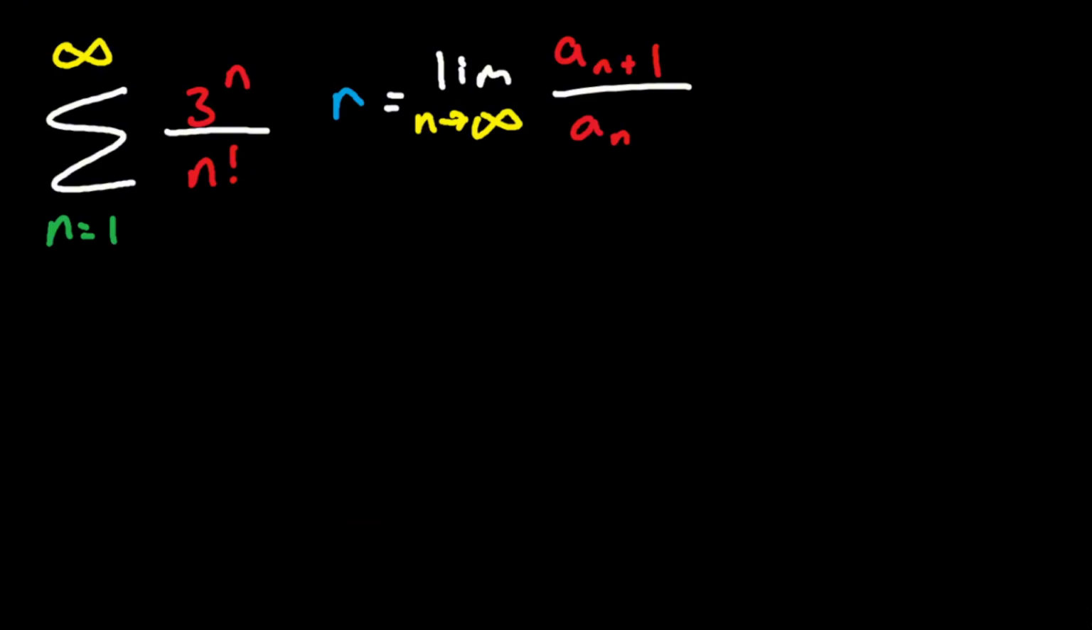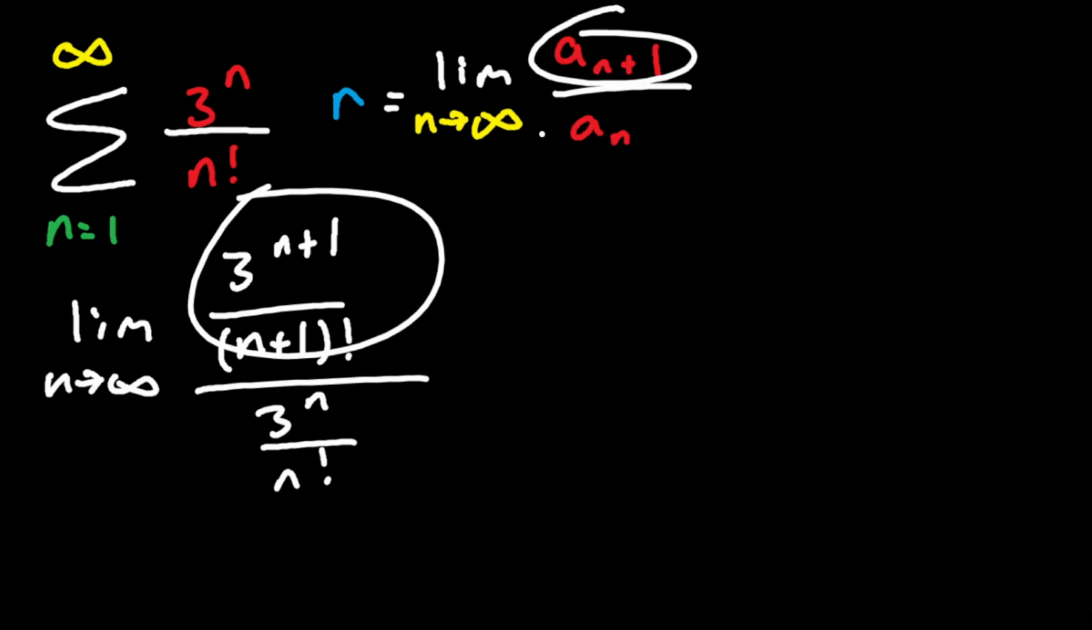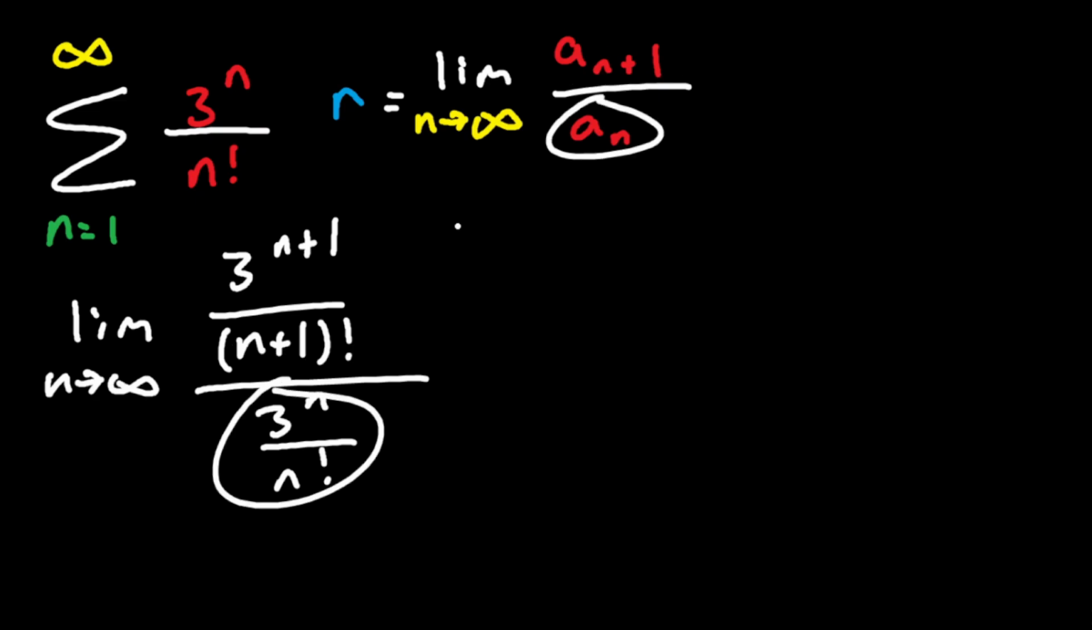I'll remind you of them later because I need the space. So let's take this test. Let's take this limit as n approaches infinity for a of n plus 1 over a of n. A of n plus 1 is 3 to the n plus 1 over n plus 1 factorial, over 3 to the n over n factorial. This right here is a of n plus 1, and this right here is a of n.